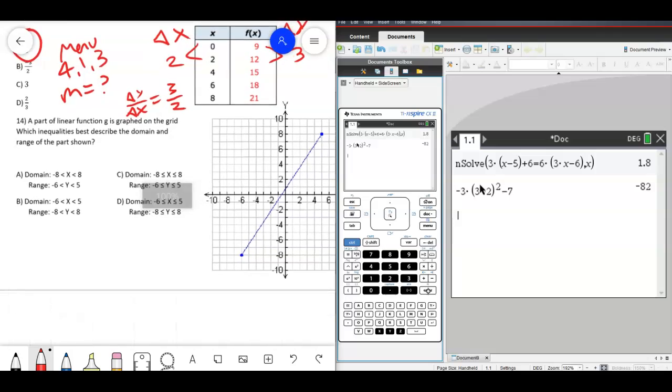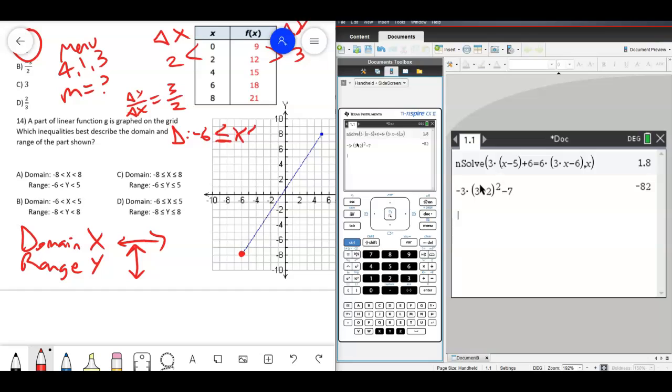14, domain and range. So domain is x from left to right, range is y from bottom to top. The domain, how far to the left does this go? It's shaded in at -6. So domain is from -6, and since it's shaded in, we have to underline it, okay? X, underline it, all the way over to here, and the x value is right here at 5. So the domain goes from -6 to 5, underlined because it's shaded in.